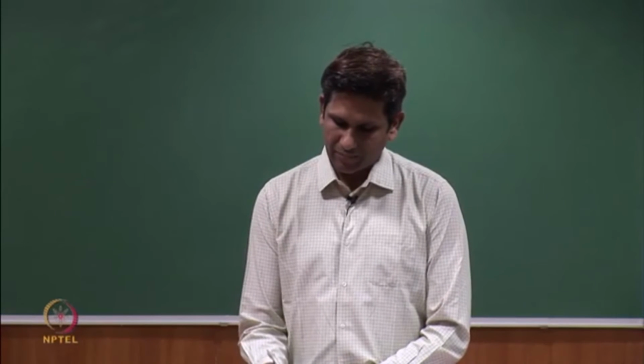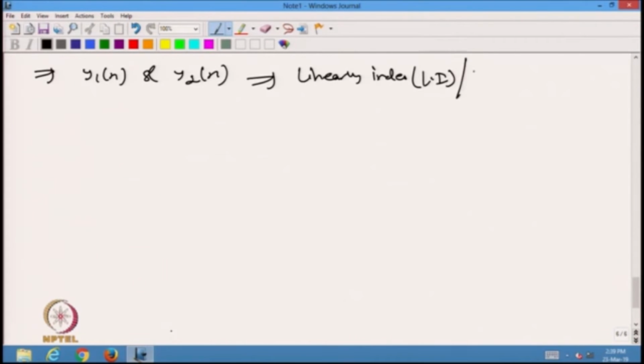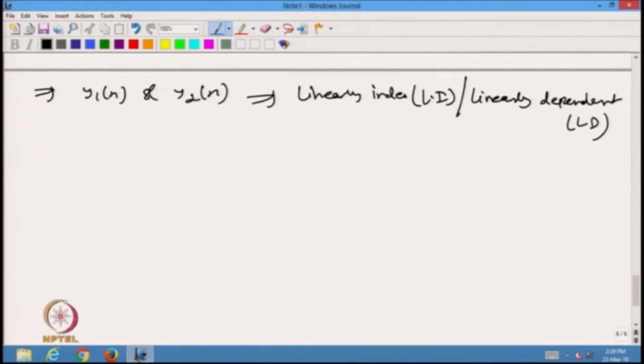So, let us do this one. I have two functions y1(x) and y2(x), and I want to check whether they are linearly independent, that is called LI, or linearly dependent, that is called LD. So, what do you do? It is the same concept as we do for vectors.